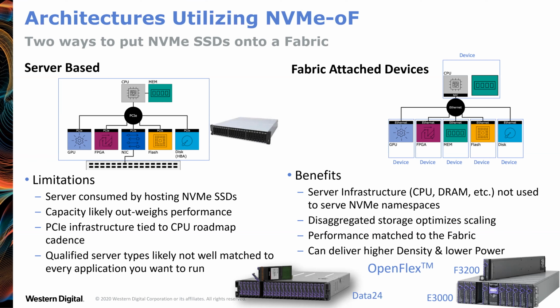Just a quick product pitch. We've branded these all as OpenFlex. We have the F3200, which is a really dense fabric attached flash device with a 100 gigabit Ethernet port in the back, and then a more traditional 2U24. Again, not server based, this is more like a JBOF, but with NVMe over Fabric and Ethernet ports in the back.